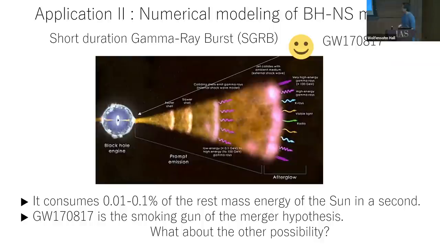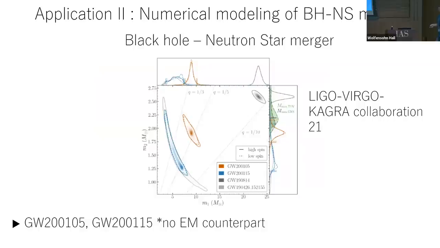So in the future, there will be another event. So we want to consider the possibility of black hole neutron star mergers. The LIGO-Virgo-KAGRA collaboration reported the detection of black hole neutron star mergers. Here is a probability distribution for the primary and the secondary component. They detected two black hole neutron star mergers, GW200105 and GW200115. In these events, there was no electromagnetic counterpart.